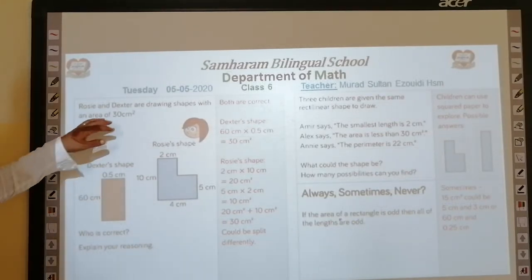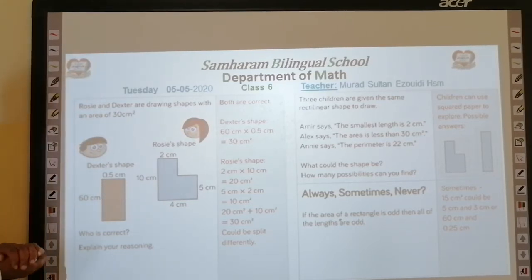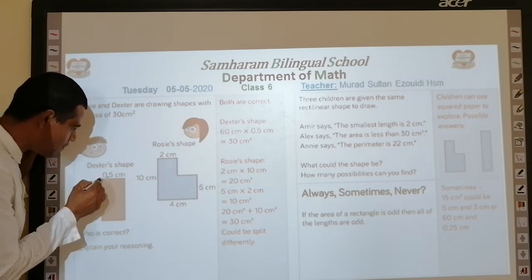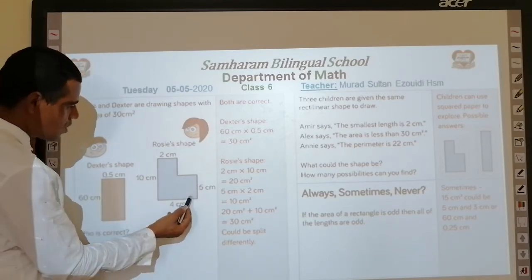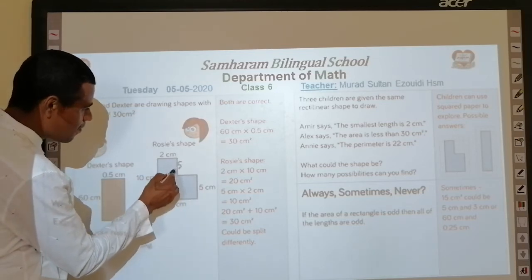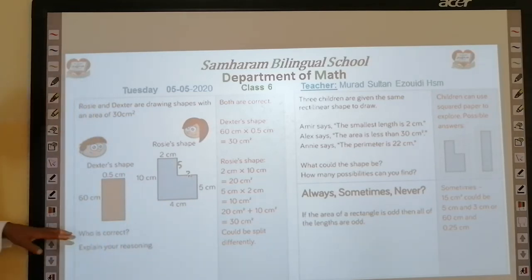Okay, Rose and Dexter are drawing shapes with an area of 30 centimeters squared. This is 60 centimeters, this is 0.5 centimeter. This is 4, this is 5, this is 10. 10 minus 5 gives 5, this is 5. Okay, 4 minus 2, this is 2. Okay, so who is correct?